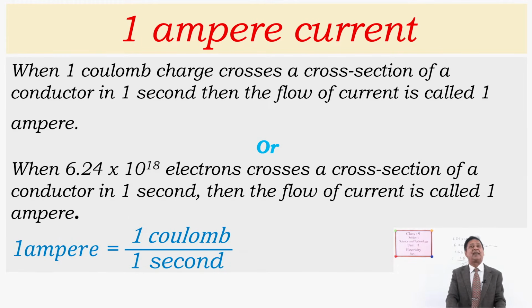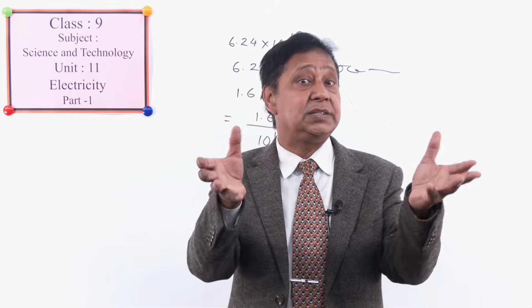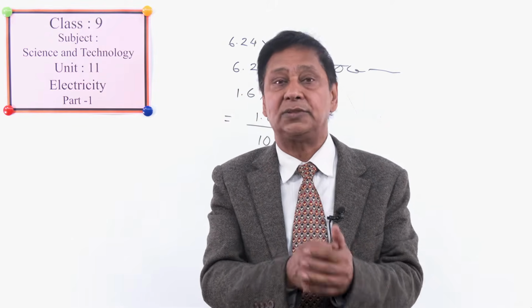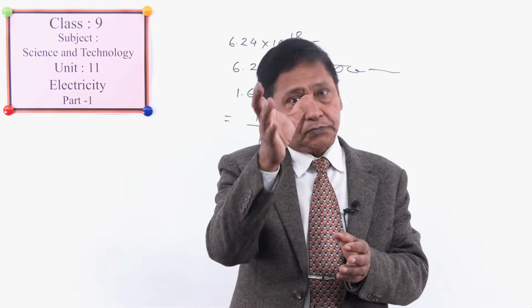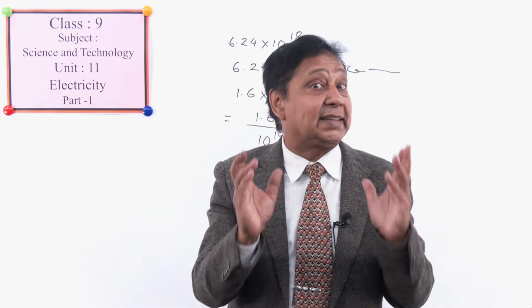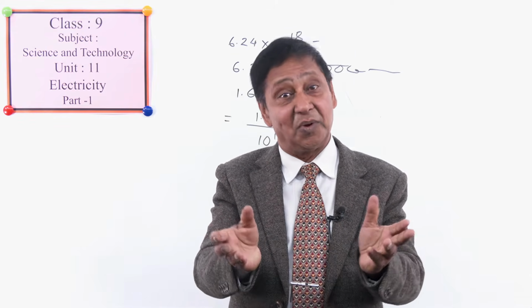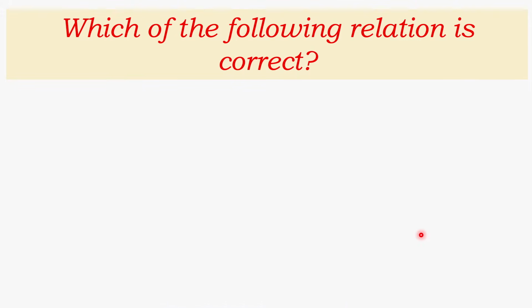Okay, till now what I told you: what is electricity, what is static electricity, what is current electricity, and in the meantime I told you about the electric charge also, atomic structure also, and then 1 coulomb charge also, and then what is current also. Now this is question time. Let's go to a question. Question is, which of the following relation is correct? Now I am going to show you the relations.